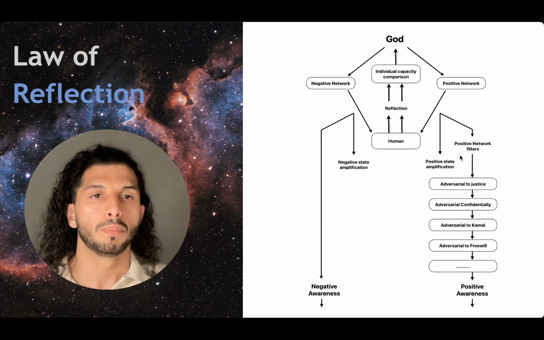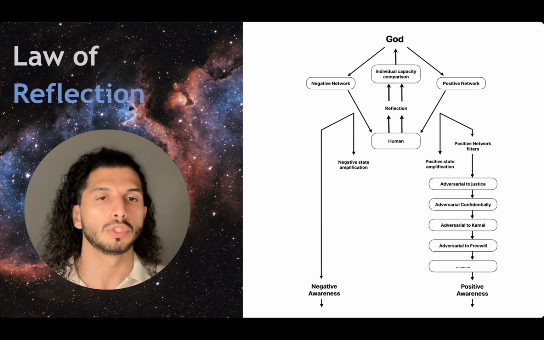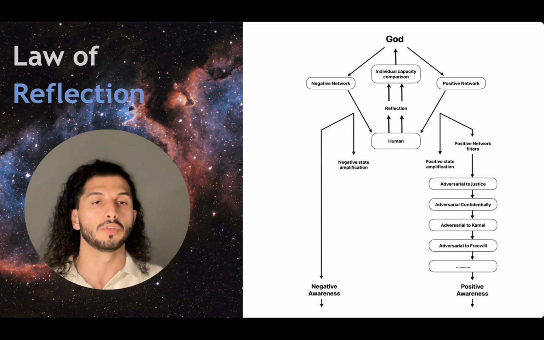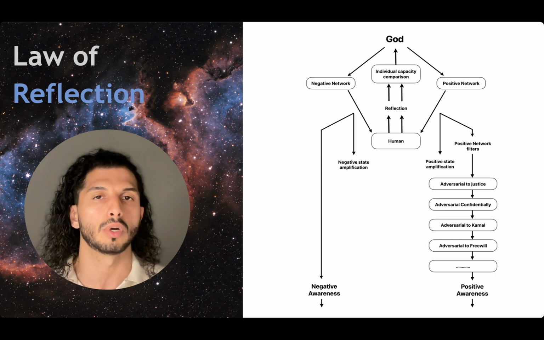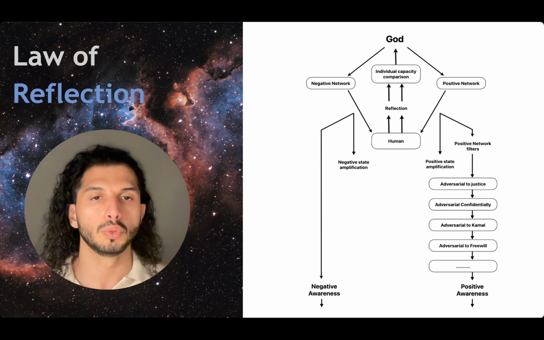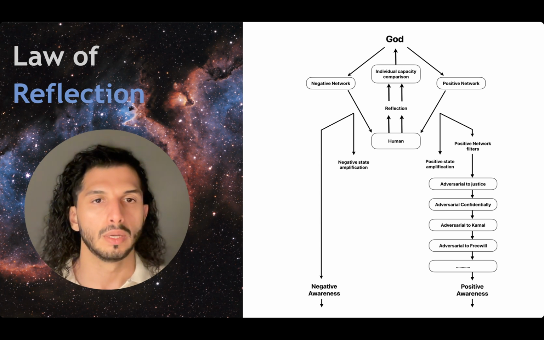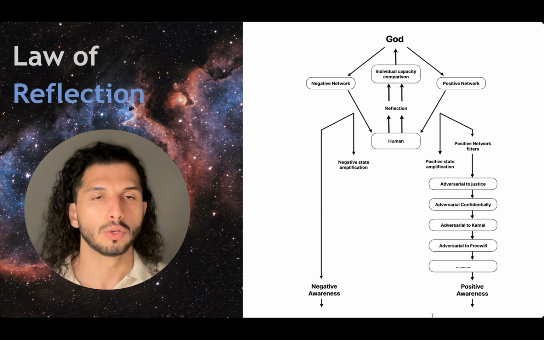It is positive network. It has filters. The information should not be adversarial to justice, confidentiality, to Kamal, to free will, and etc. These are very, very clear pathways and clear filters for one to understand what type of information cannot come from positive network and what kind of information is exclusively related to negative network. So here we come to a very important notion. But before I go there.